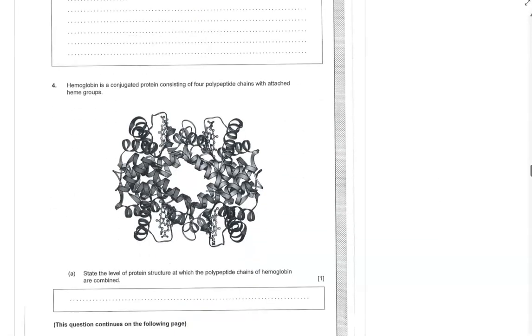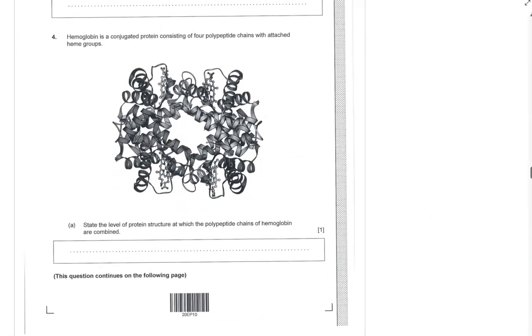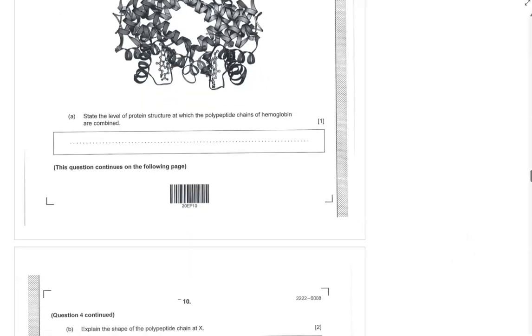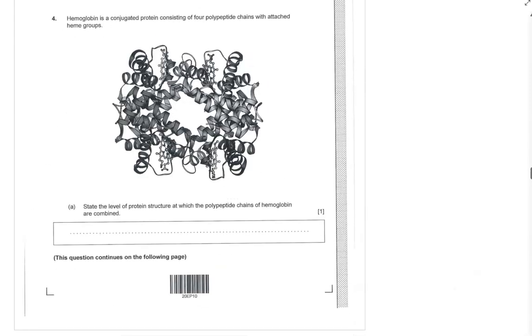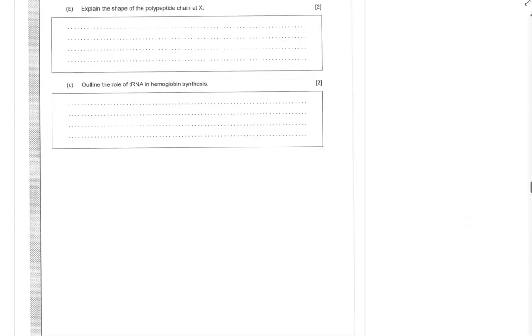Okay, so here we've got a nice picture of hemoglobin, a conjugated protein consisting of 4 polypeptide chains with the attached heme groups. And so the first question is state the level of protein structure at which the polypeptide chains of hemoglobin are combined. So that's many chains combining together, so that's called quaternary structure. Question B was the one which asked you to explain the shape at X, but there was no X, so we will gloss over that one.